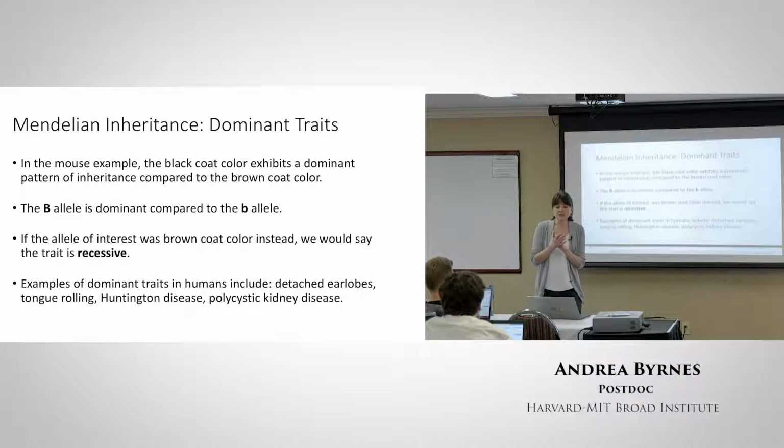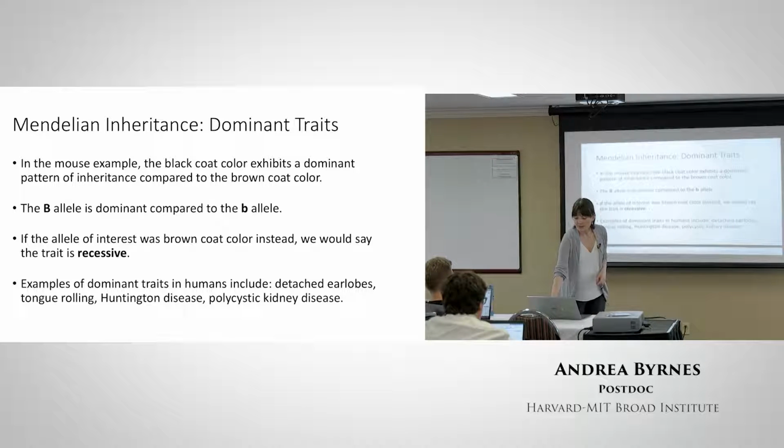So in the mouse example, I said that the black coat color exhibits a dominant pattern of inheritance over the brown coat color, and the big B is the dominant allele compared to the little b. But if the allele of interest was the brown coat color, if that was the trait we decided to care about, we would say the trait is recessive. So dominant and recessive pretty much mean the same thing. It just depends on what your frame of reference is.